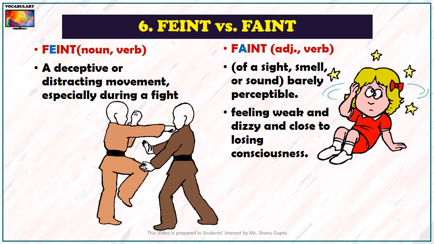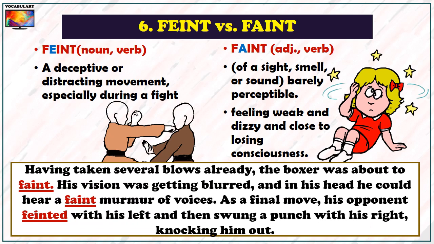Now let's take an interesting scenario of a boxing match to see how these words are used in a sentence. Having taken several blows already, the boxer was about to faint or lose consciousness. His vision was getting blurred and in his head he could hear a faint murmur of voices, which means the voices were barely audible. As a final move, his opponent feinted or pretended to deal a blow with his left and then swung a punch with his right, knocking him out.